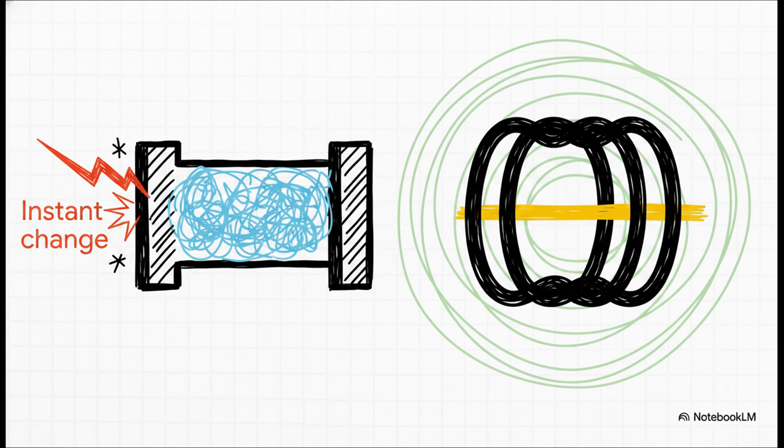In physics, we call this precise moment time equals 0 plus. In their own unique ways, they inherently oppose sudden shifts. The capacitor outright refuses to let voltage change in 0 seconds. It acts like an open circuit. The inductor, meanwhile, utterly refuses to let the current change instantly, acting like a short circuit.